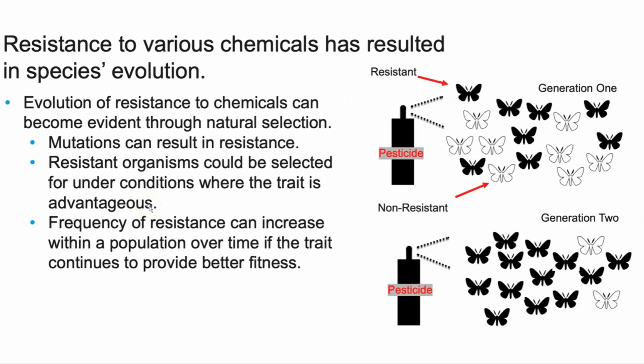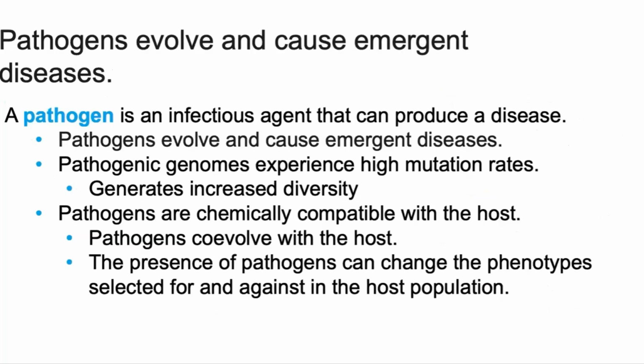Resistance to various chemicals has resulted in species evolution. We talked about this when we talked about the mosquitoes, right? So, for example, you spray a pesticide. These guys are resistant just because they have some sort of enzyme that allows them to not die when the pesticide's sprayed. And then if you keep using that pesticide, all it does is increase the likelihood that these guys survive and reproduce. Pathogen is something that causes suffering. Pathos means suffering. Gen means beginning of. And so these pathogens evolve and cause emergent diseases, bacteria, and viruses, and all that.